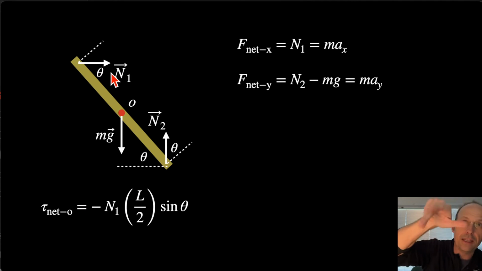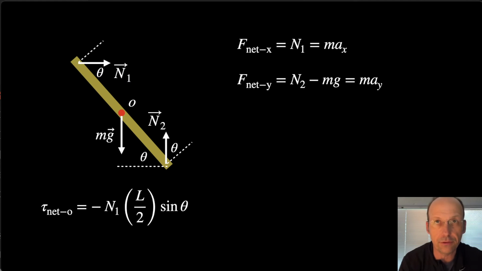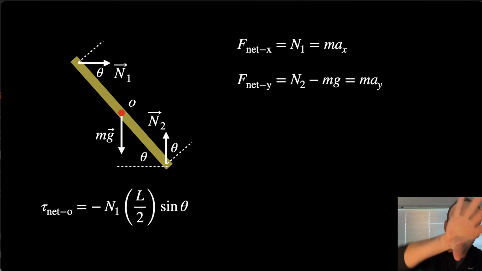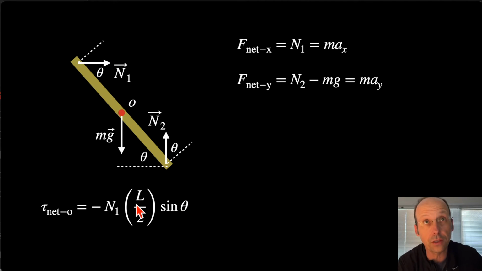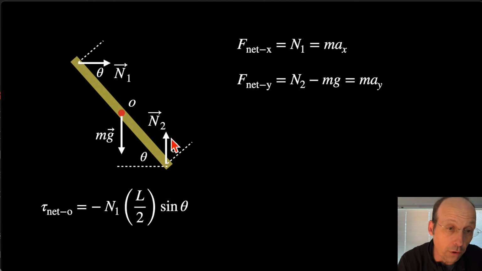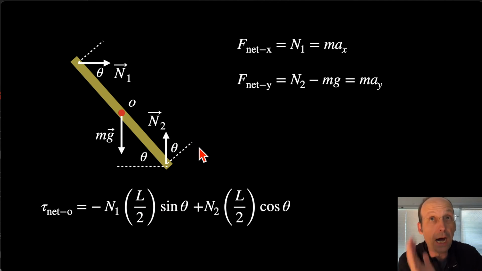This is going to be in the negative z direction. I wrote it as a scalar because of the right-hand rule. And this would be the torque arm, L over 2, and then I want the component of this force perpendicular to that torque arm, which would be N1 sine theta. So there's a negative because it's rotating that way, and then N1 sine theta is the perpendicular force, and L over 2 is the torque arm. And now the torque for the N2 would just be positive, right?